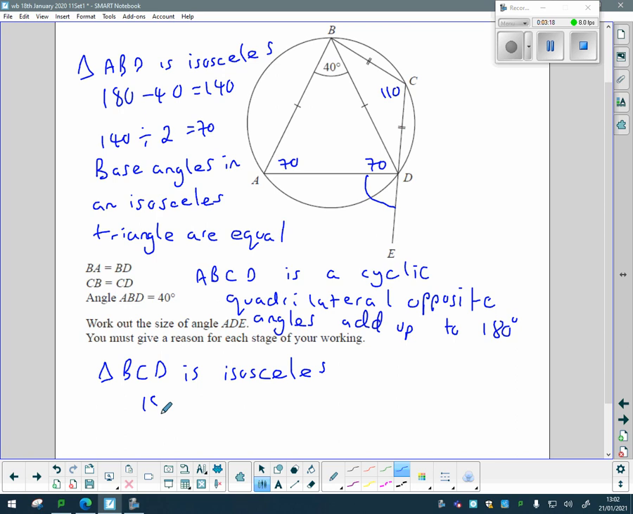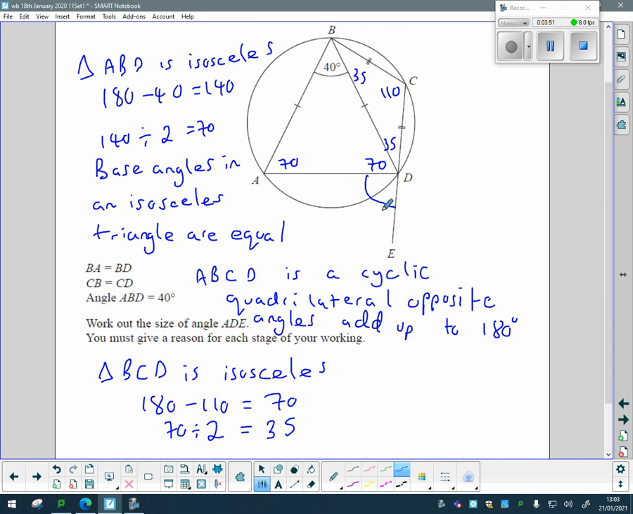So I'm going to do 180 take 110 this time, which equals 70. And again, I'm going to half to get these base angles. And 70 divided by 2 is 35. So these angles here are 35 and 35.